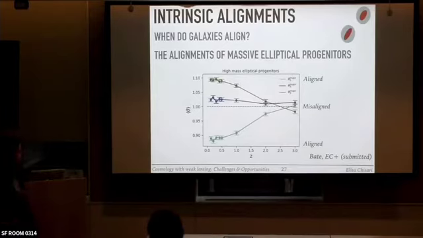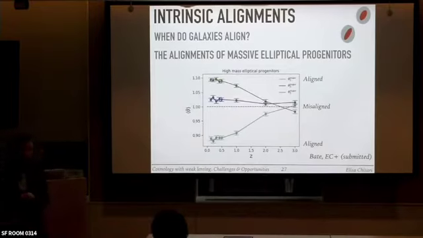And for the ellipticals that we know and love, because we know they're aligned at low redshift, we see that at high redshift there's very little alignment in the progenitors of today's elliptical galaxies, and they grow their alignment with redshift towards redshift 0, and they kind of settle in the redshift range between 0 and 0.5. And these are direct alignments with the tidal field of the large scale structure that we're looking at.